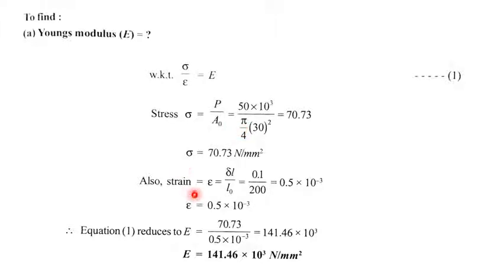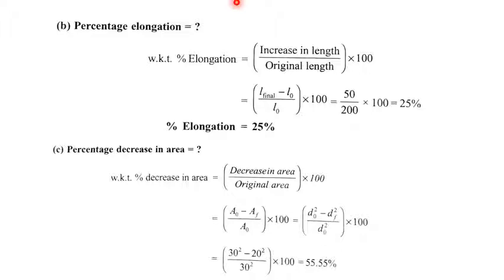So you will get sigma equal to 70.73. To calculate the strain, epsilon naught is equal to delta L by L naught. At this load the elongation is 0.1 and the initial length is 200. So we get epsilon naught as 0.5 into 10 power of minus 3, and E as 141.46 into 10 power of 3 Newton per mm square. Now the percentage elongation: L final minus L naught divided by L naught into 100. The total elongation is given as 50 mm, so 50 divided by the original length 200 gives 25%.